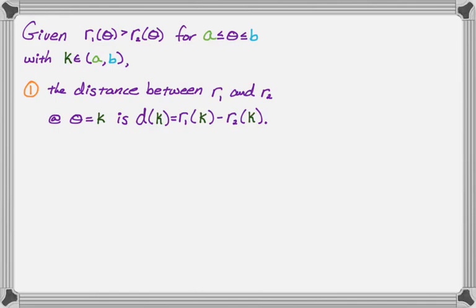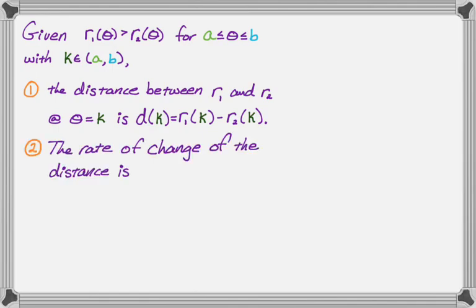And that's along a radial line, and there's going to be a picture later that can maybe help you if you're not following that. And then the rate of change of the distance, once you've defined the distance, is still just the derivative of that thing. So that would be d prime of k is r1 prime minus r2 prime, both evaluated at k.